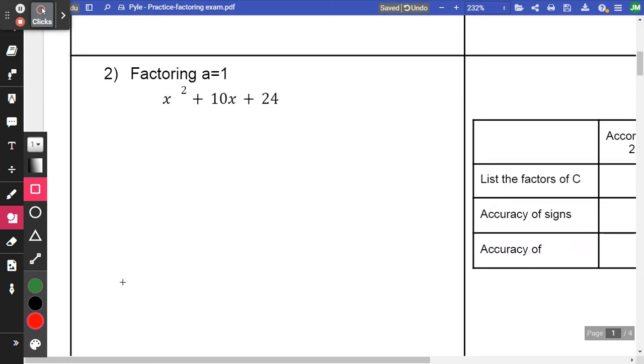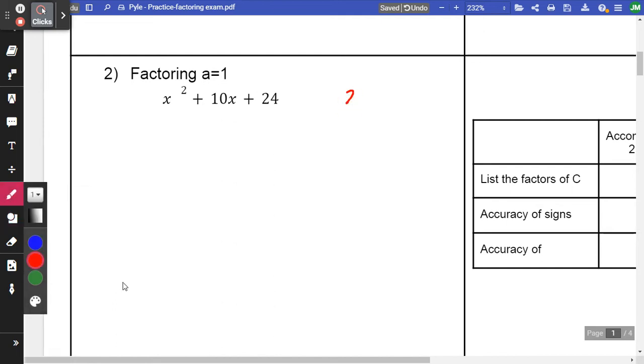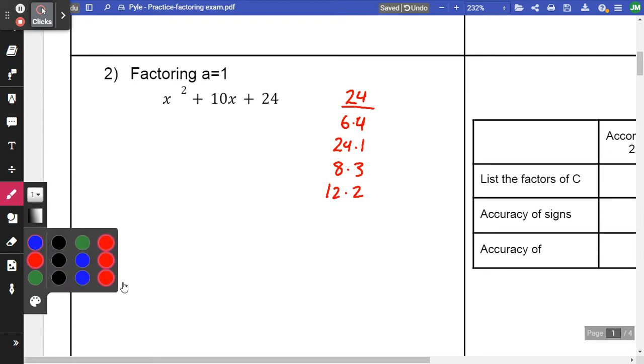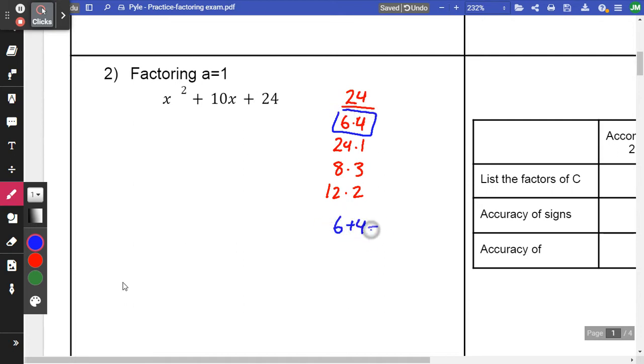All right, question number 2, factoring when a is equal to 1. So a is equal to 1. In this case, we're going to list out all the factors of 24. So we have 6 times 4, 24 times 1, 8 times 3, and 12 times 2. Out of all these, the ones that add up to 10 in the middle are 6 and 4. So 6 plus 4 equals 10.